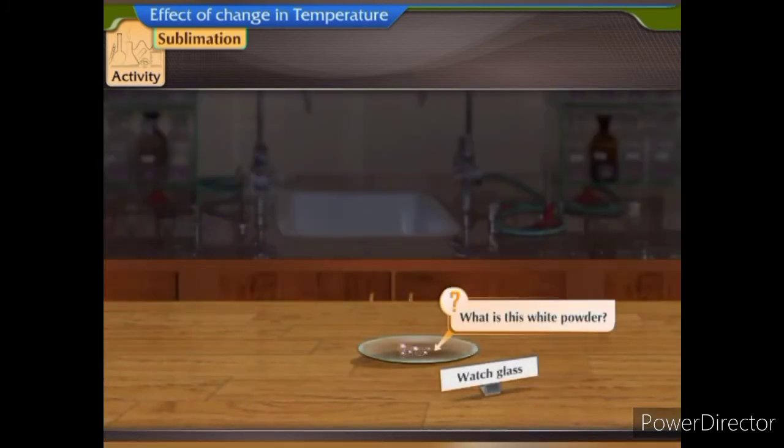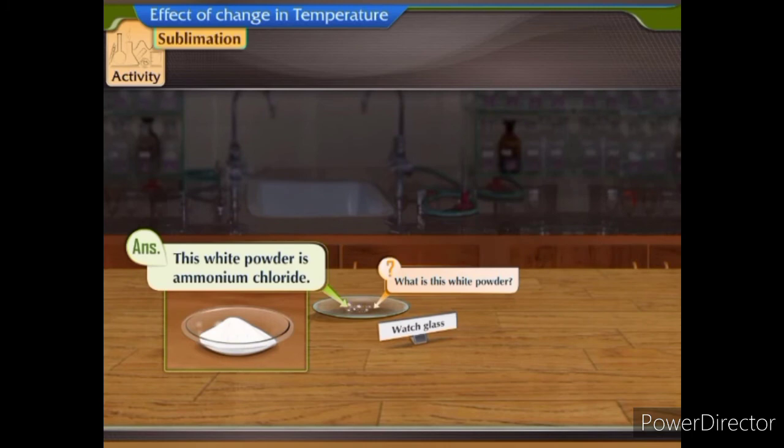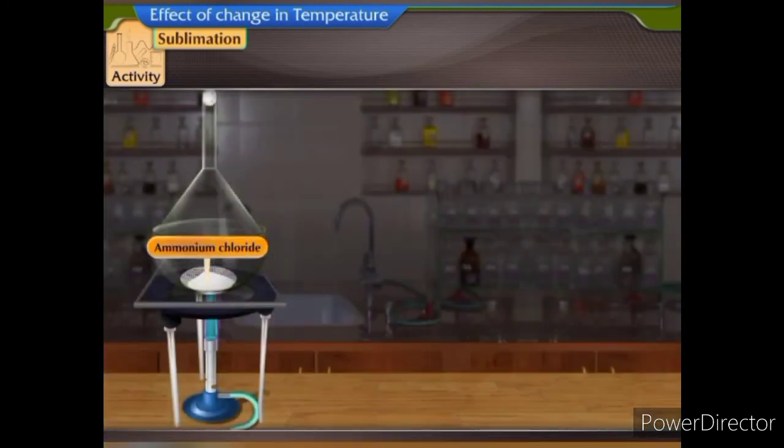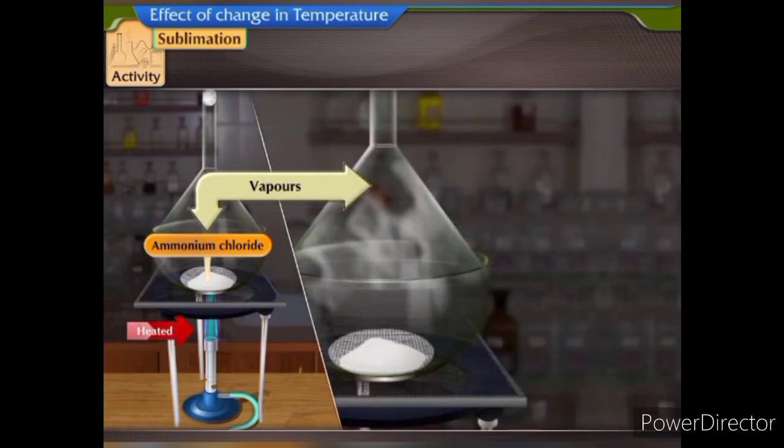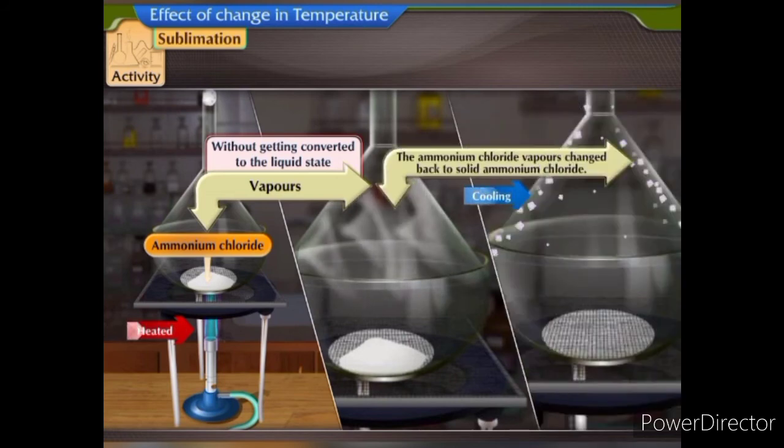What is this white powder? Let us find out. This white powder is ammonium chloride. When ammonium chloride was heated, it directly changed into ammonium chloride vapors without getting converted into the liquid state. On cooling, the ammonium chloride vapors changed back to solid ammonium chloride.